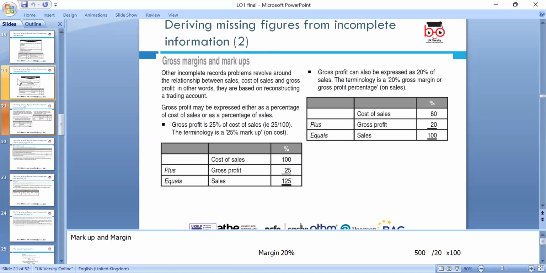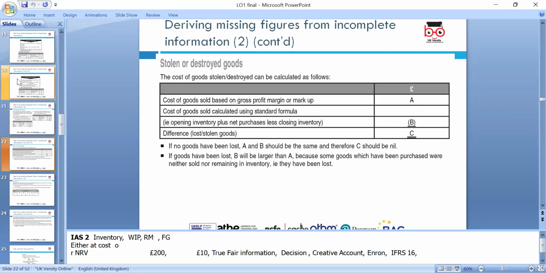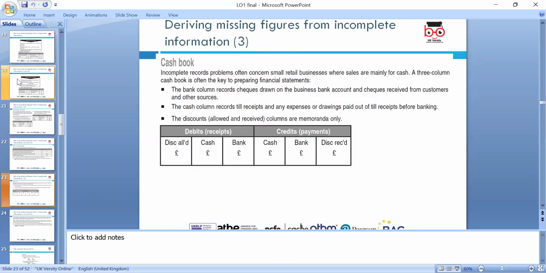So gross sales, the gross profit, and then sales. If we know the gross profit and the cost of sales, we can find the sales figure, because if it's a markup and margin, we can use the equations accordingly. That's the equation we have been given to find the missing figures. Deriving the missing figures from incomplete information, so please always think about the cost of sales, the goods. You do the reversal of the things, and that will help you to find the missing information.